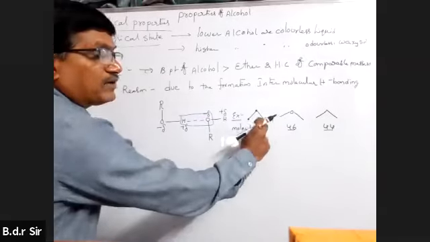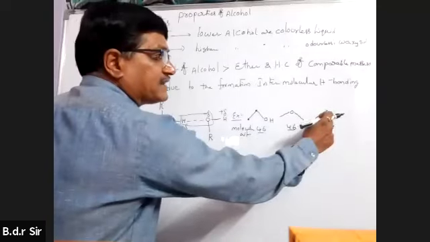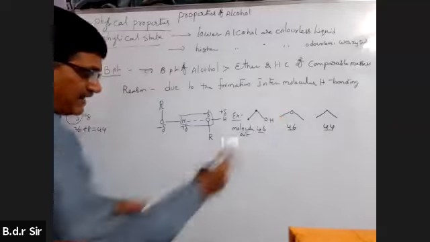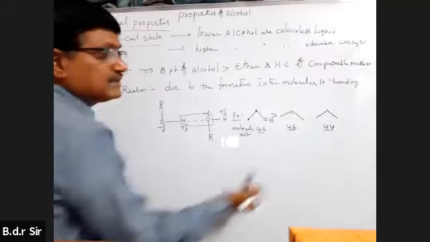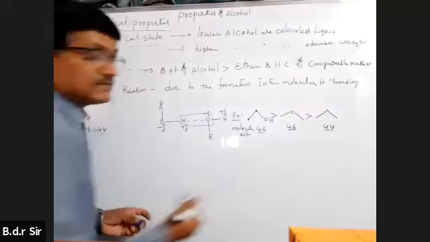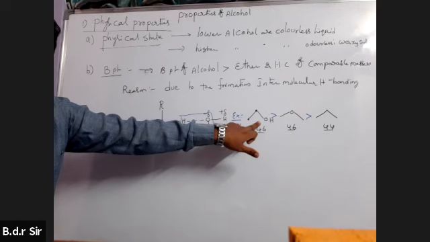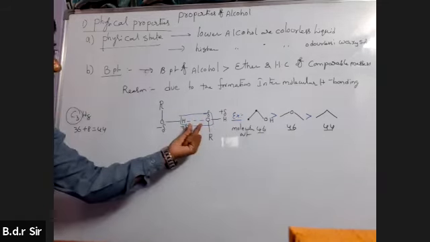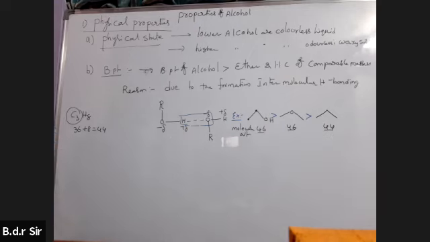In the comparable masses of alcohol, ether, and alkane, that is hydrocarbon, alcohol has the highest boiling point than ether, than hydrocarbon. Why does alcohol have the highest boiling point? It is able to form intermolecular hydrogen bond. Okay, this is the first point.